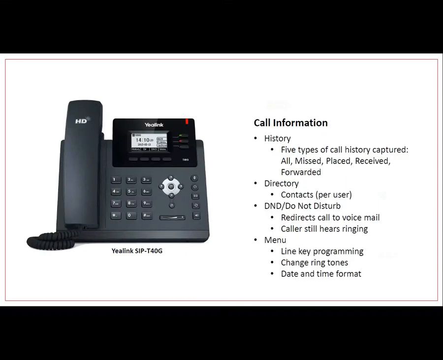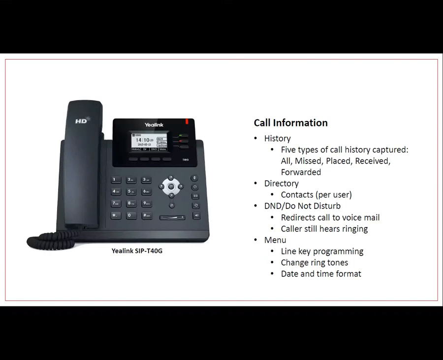Accessing call information is available first through the history key. There are 5 types of call history that are captured in the phone. All calls, which when I press the history key is the list that I see. It shows me all incoming, outgoing, missed calls, and forwarded calls in one list.